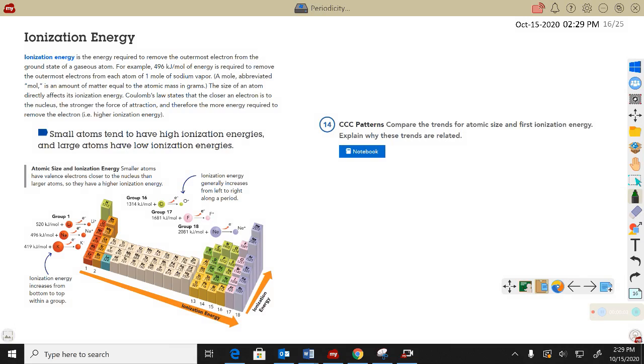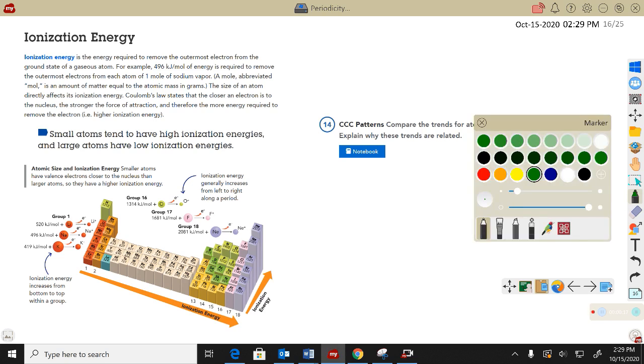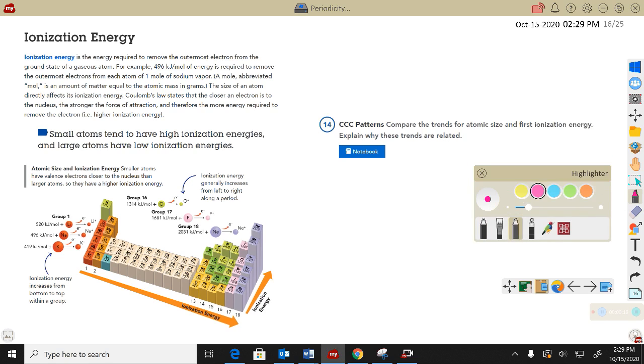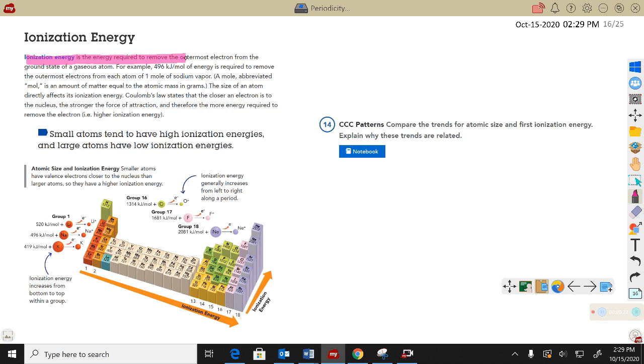In this video, we're going to look at something called ionization energy. Ionization energy is energy that must be added to an atom in its gaseous state in order to remove an electron. So that's kind of the key with ionization energy: it's energy that must be added, energy that's required to remove the outermost electron from a ground state gaseous atom.